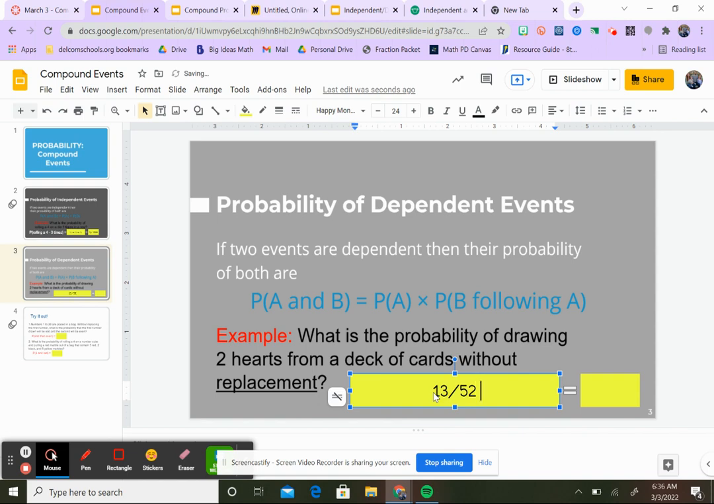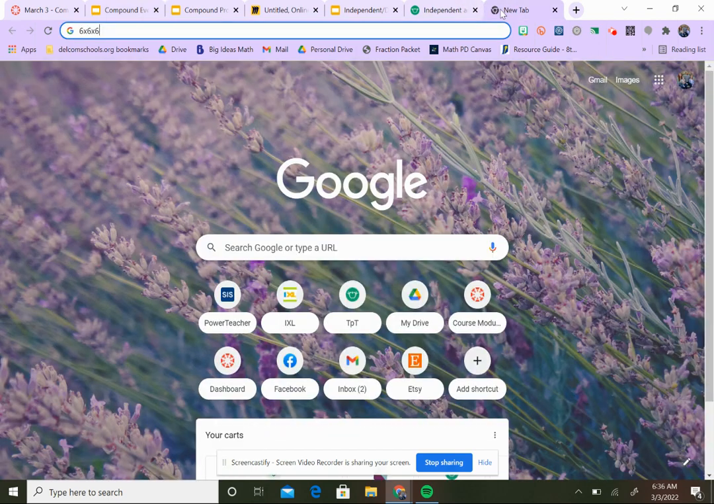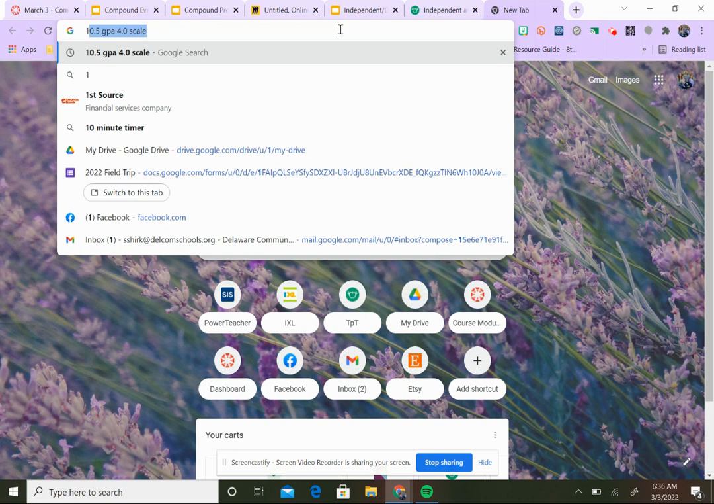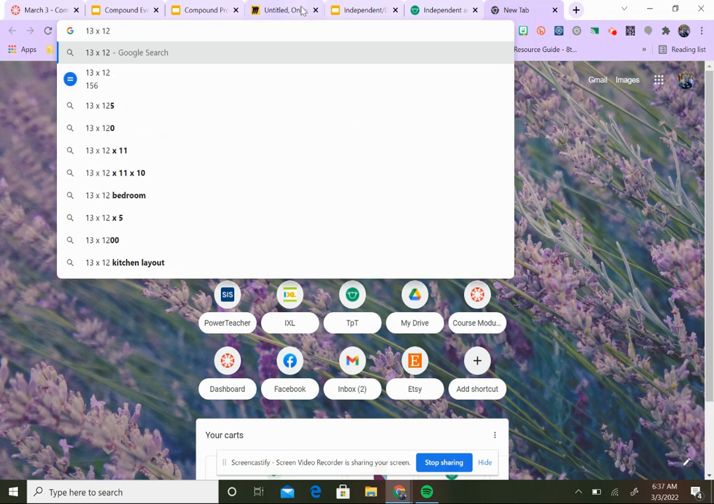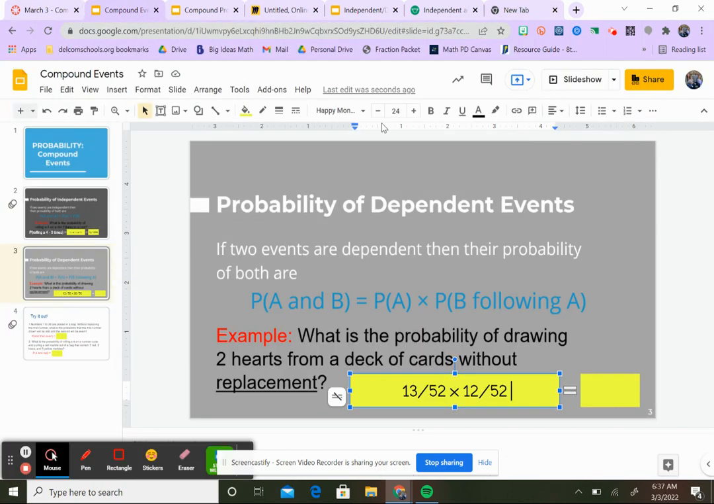And if I take a card out, I'm now left with 51 cards in the deck. And if it was a heart, I'm now only left with 12. So then I have to take 13 times 12. I get 156.